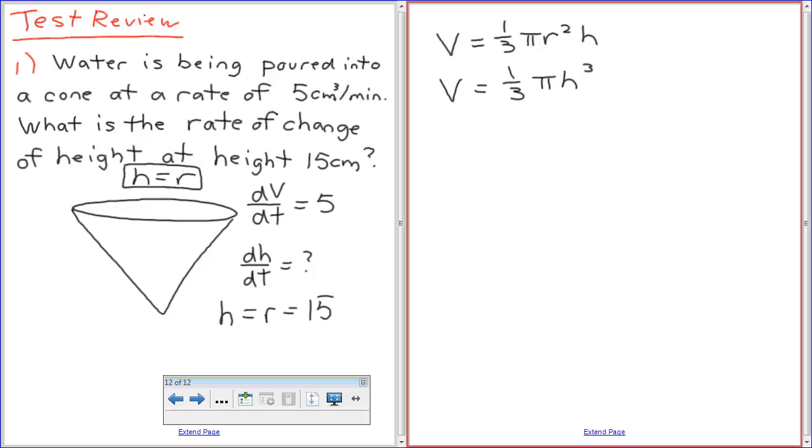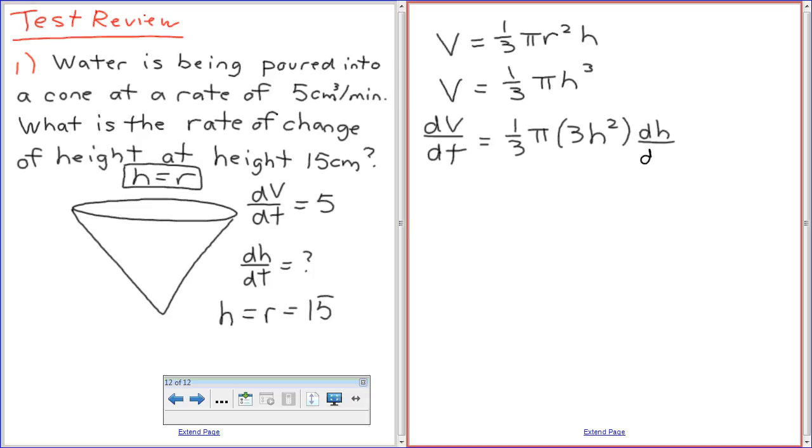Can someone please be brave and take the derivative of this? What's the derivative of capital V? dV over dt. What's the derivative of 1/3 pi h cubed? 1/3 pi times 3h to the 2? Yeah. And then times dh over dt.